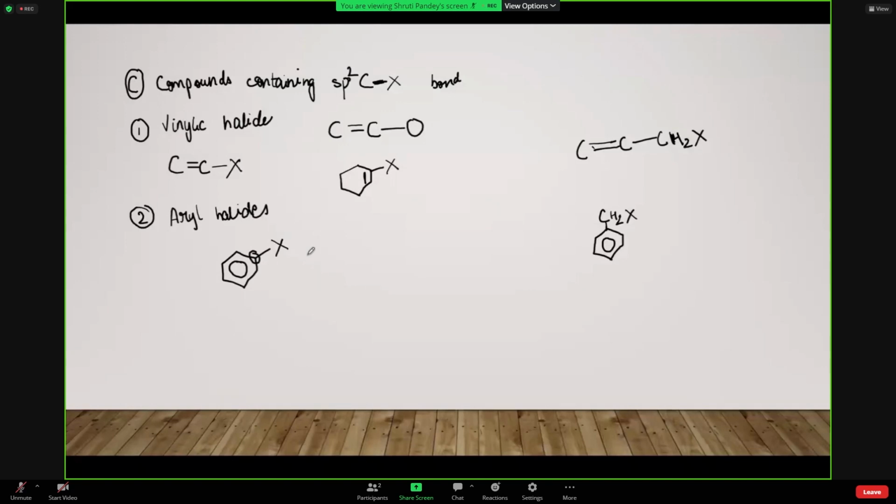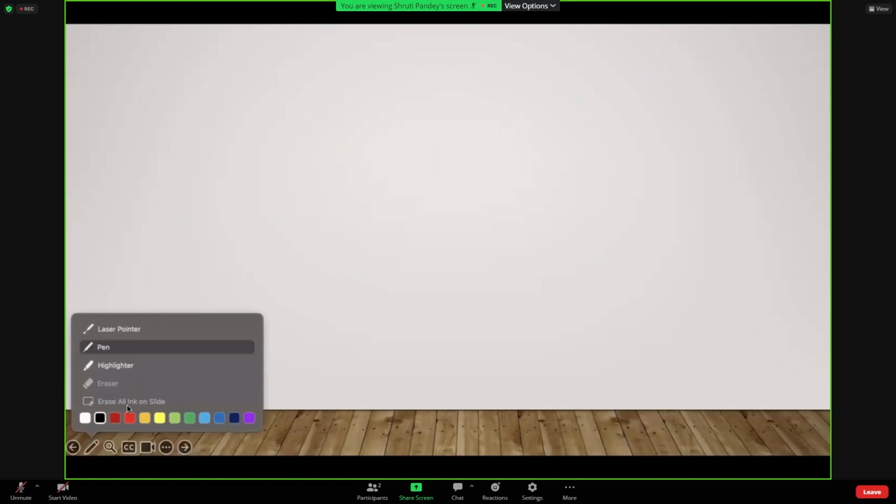Now so this was all about the classification. So what we did was that we considered three bases. The first one was on the basis of the number of halogen atoms. Second one was the sp3 hybridized carbon, and the third one is the sp2 hybridized carbon halogen bond. Okay. So this was all about the classification. Next we'll move on to the nomenclature.